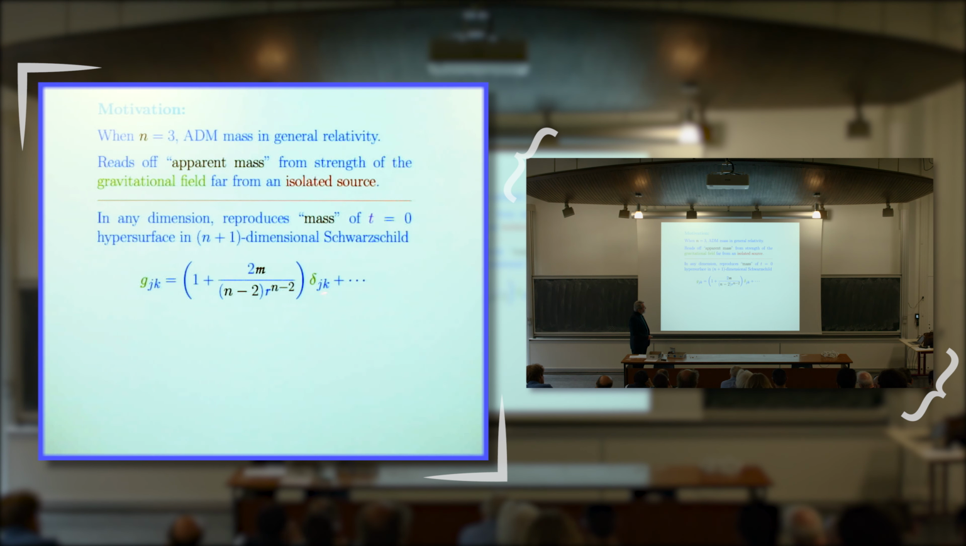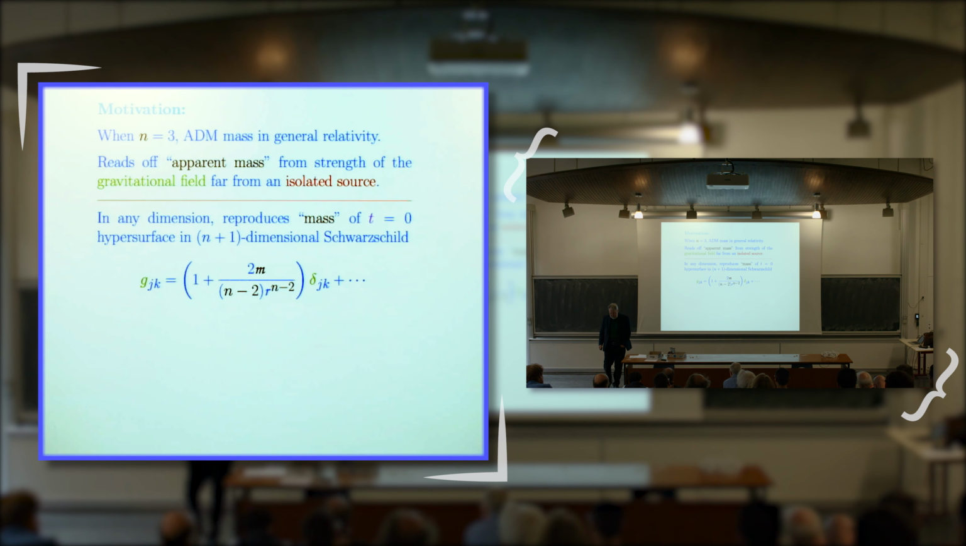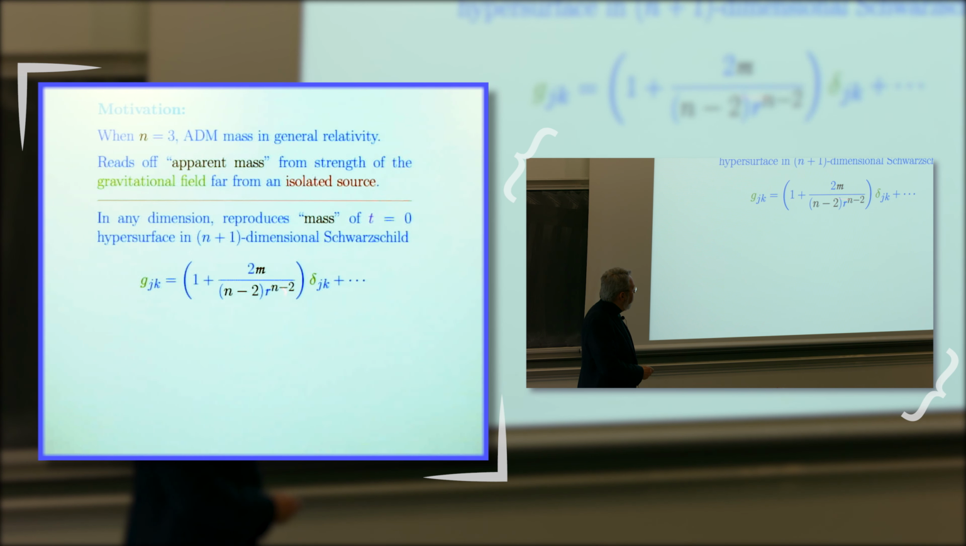metric has this kind of expansion where the mass comes up as a coefficient of 1 over the radius to the n-2. And so if we think about how this behaves at large radius, this is a naive version of the mass that people often use. Many of the first mathematical papers assumed that we're only looking at metrics which are of this form plus lower order terms.